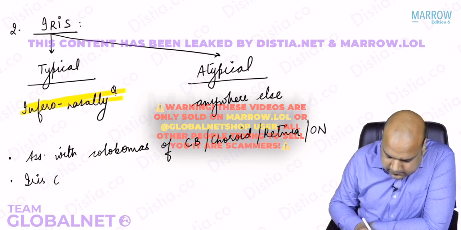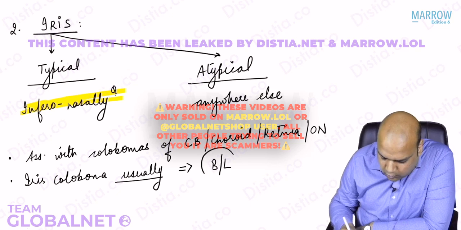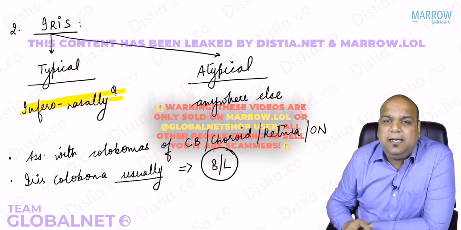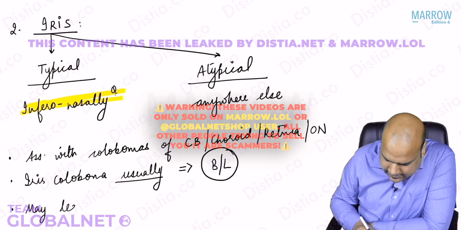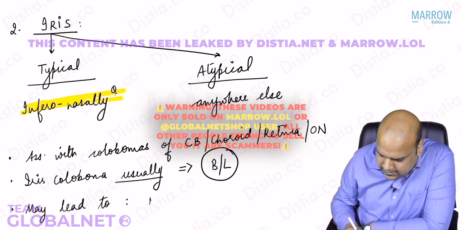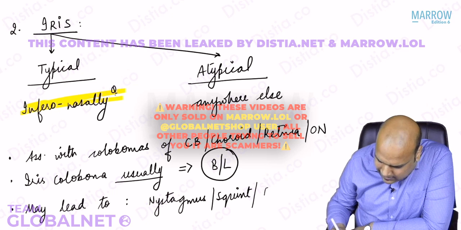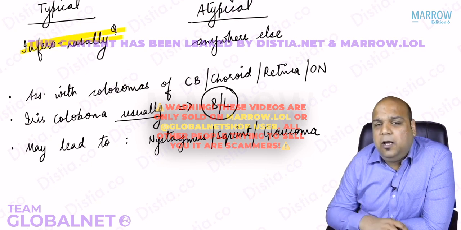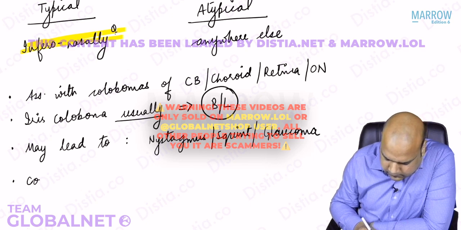Iris coloboma usually, again I am using the word usually, it is not the rule, but most times we see it bilaterally, in both the eyes. Iris coloboma may lead to nystagmus as a complication, or it can lead to squint, or it can lead to glaucoma. Okay, so these are the three associated ocular complications. What does the patient complain of?